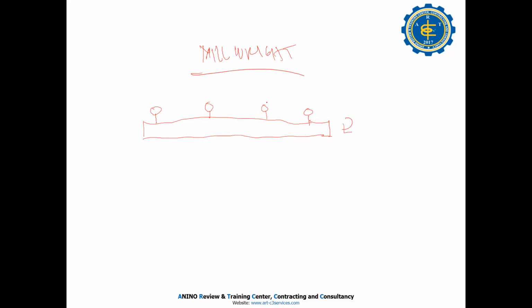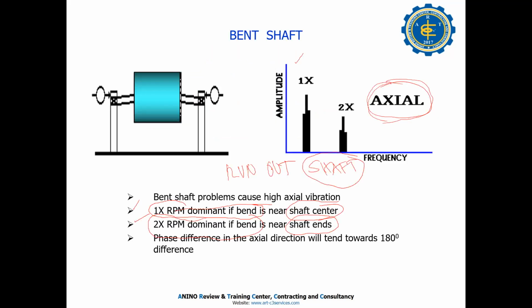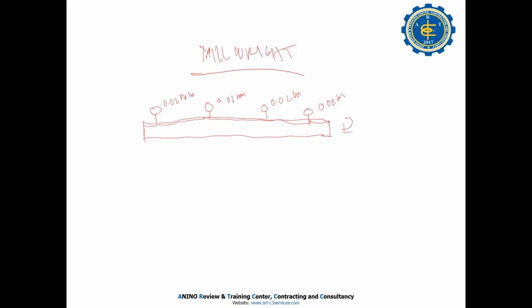Then the reading here. The accepted reading here is 0.02 mm. So that's the run out. If there is a problem, say the bend in the shaft is near the center, maybe the run out here is 0.1 or 0.2 or above this acceptable limit.